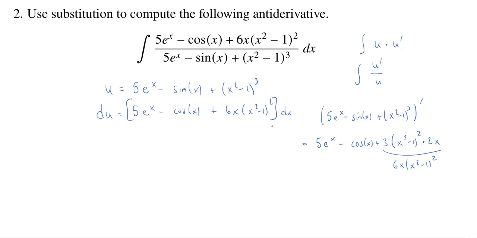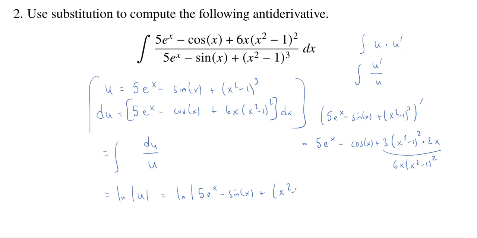Okay, great, because now I can just replace this entire numerator times dx with du and the denominator with u. So this is all extra stuff. My antiderivative is now equal to the integral of du over u. That's the integrand now, it's just du over u. So an antiderivative will be the natural log of the absolute value of u, and then I can replace u with 5e to the x minus sine of x plus the cube of x squared minus 1.